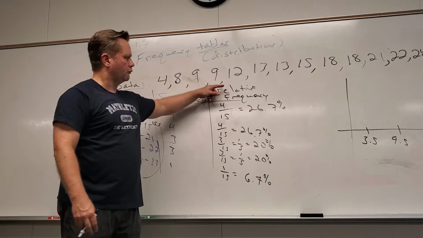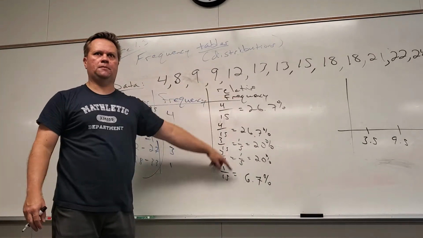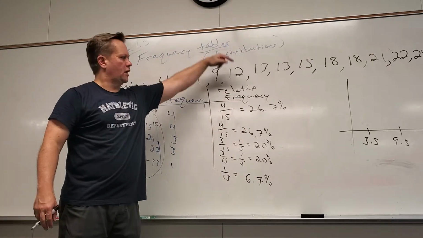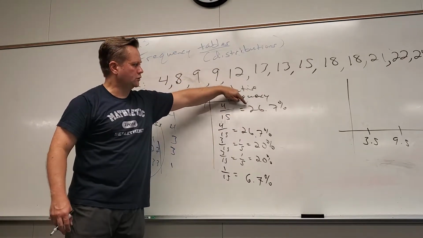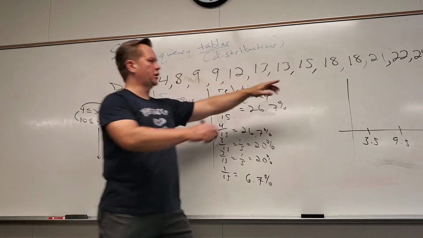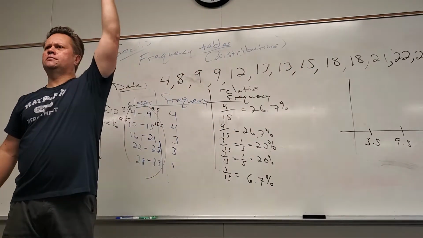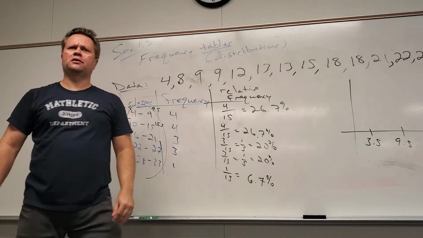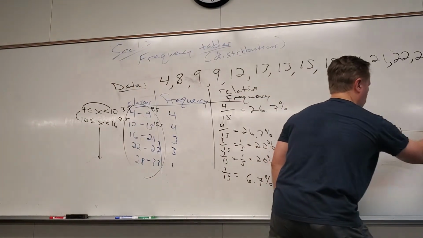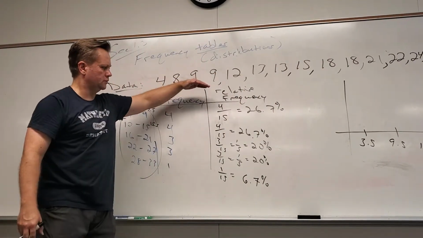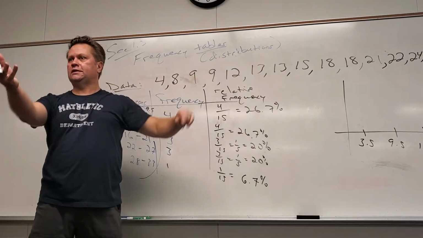Now, if I want to make a relative frequency histogram, and I want the heights to represent the percentages in each. So how high up should I go? Should I go up to 100? Should I go up to 100%? Hell no, because then your picture won't show me anything. How high up do I want to go, maybe? 30. Because it's easy to make a scale then.